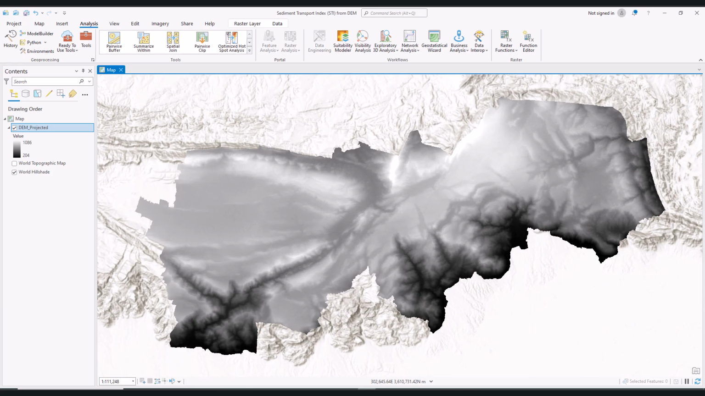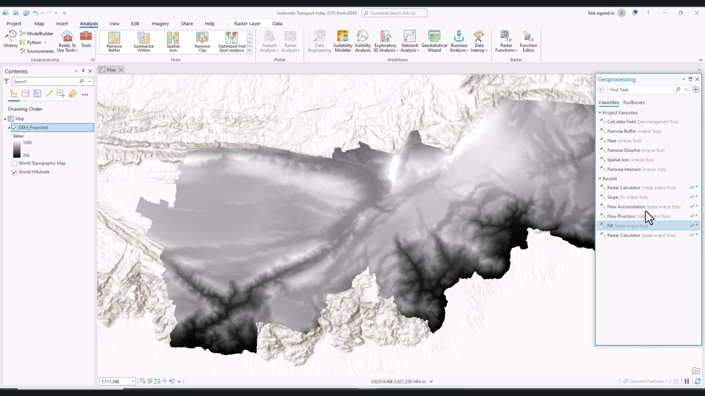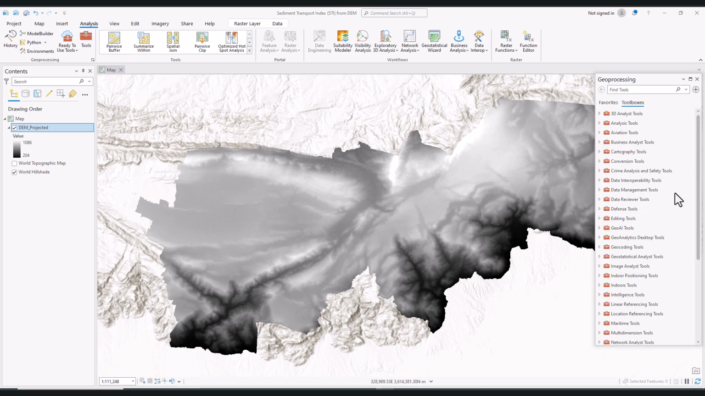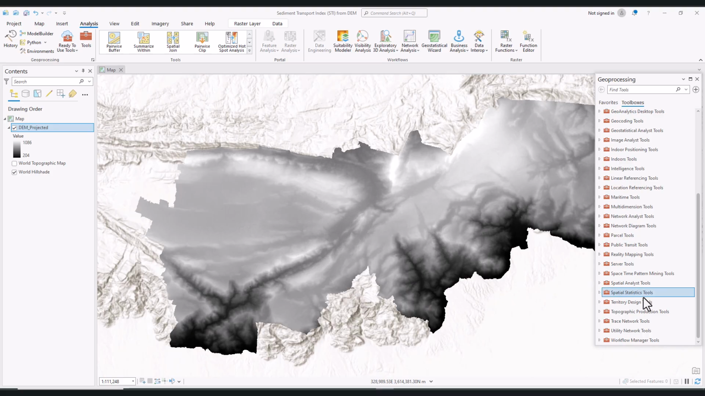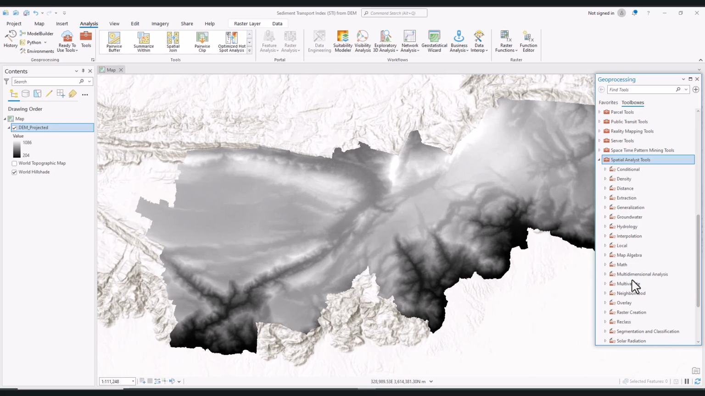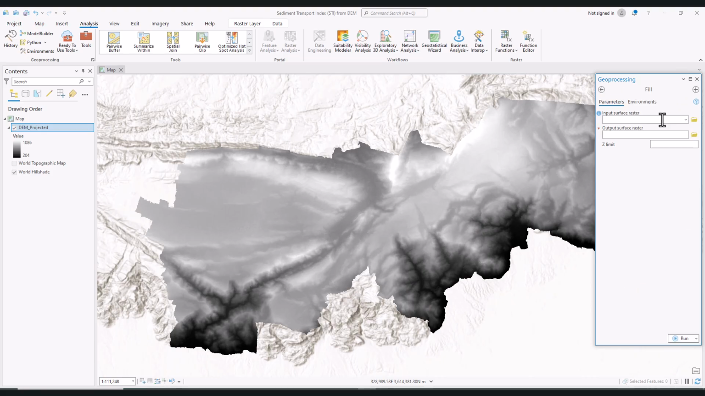First, we start with the digital elevation model and run the Fill tool. This removes surface depressions and creates a hydrologically correct DEM for flow analysis.